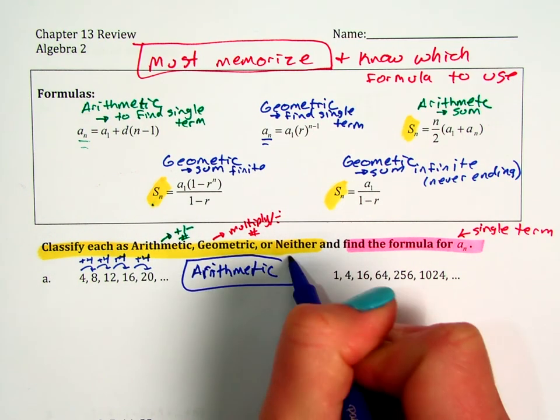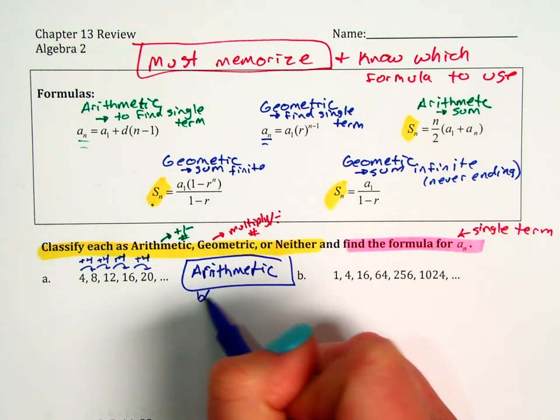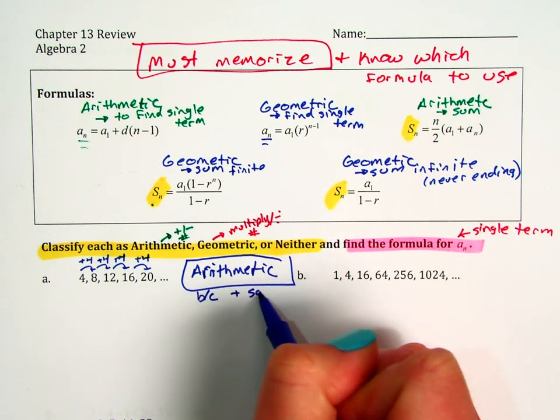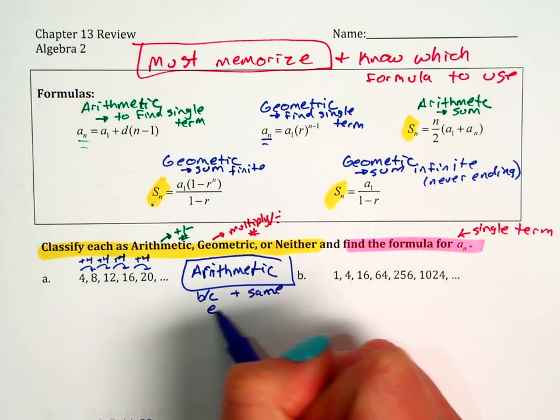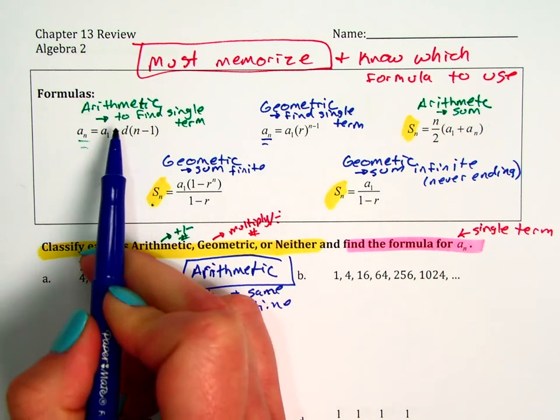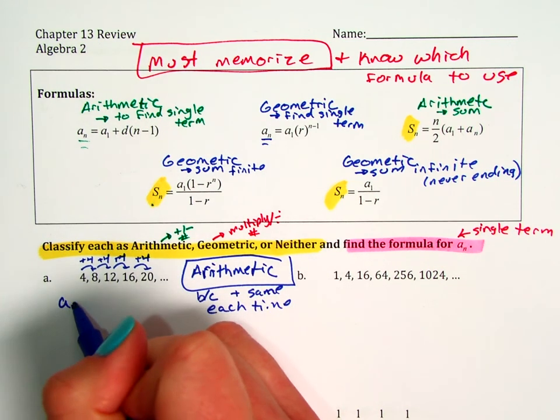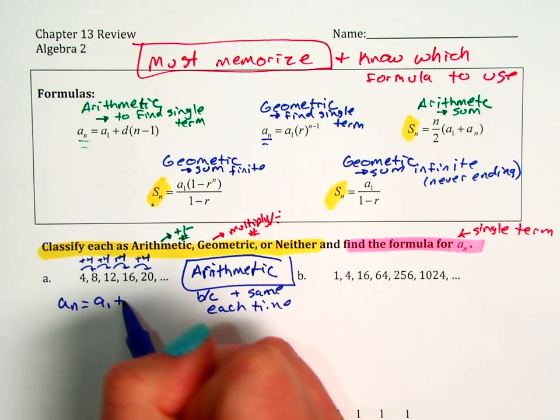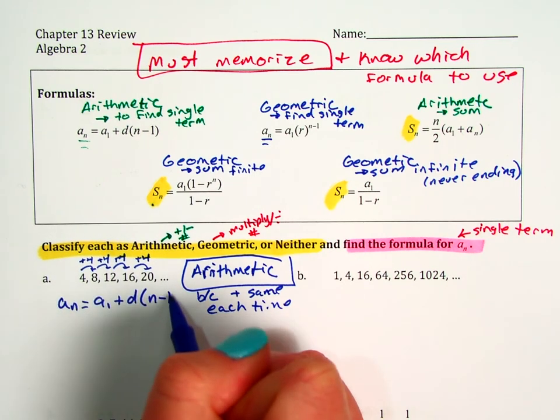So that's the first part of my answer. It's arithmetic, and I know that because we add the same amount each time. And so we're trying to find the arithmetic formula, which means this is our formula, a sub n equals a sub 1 plus d times n minus 1.